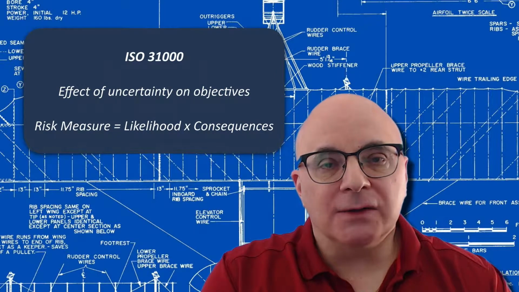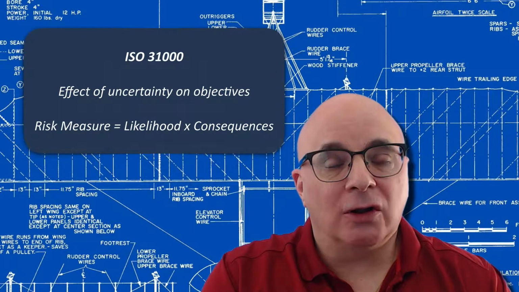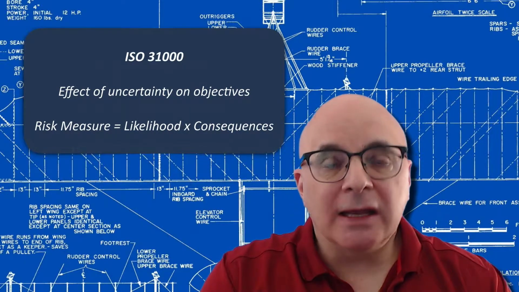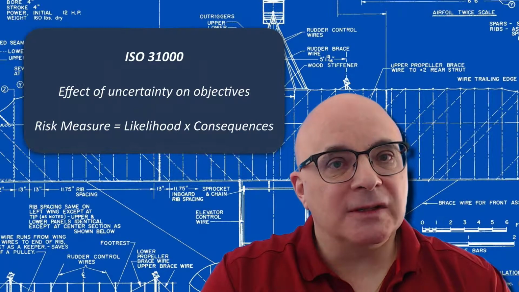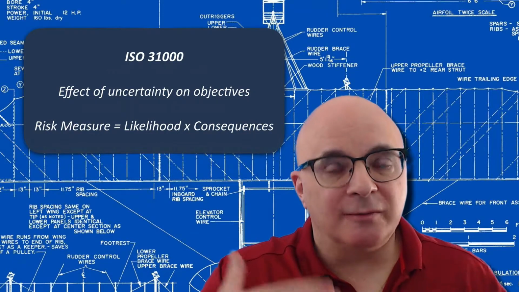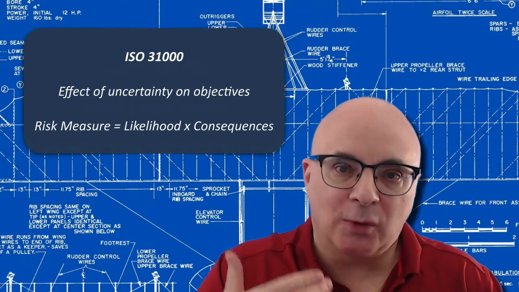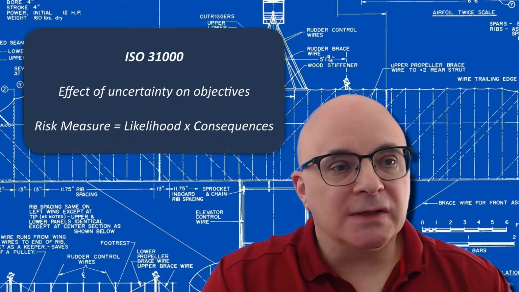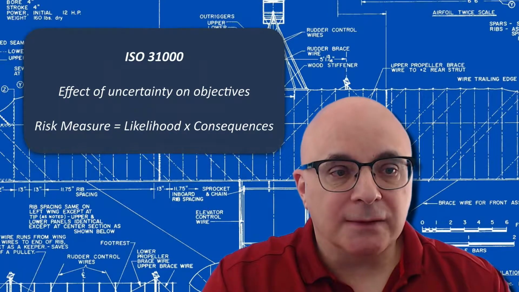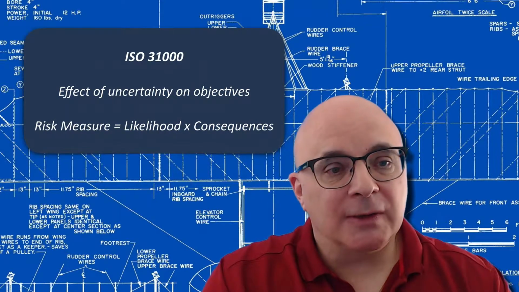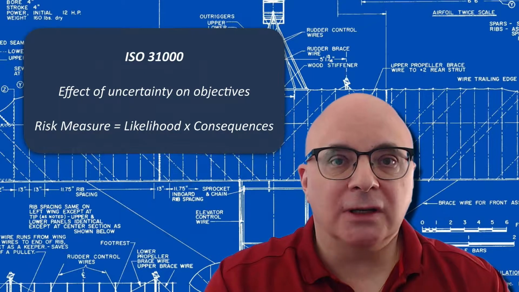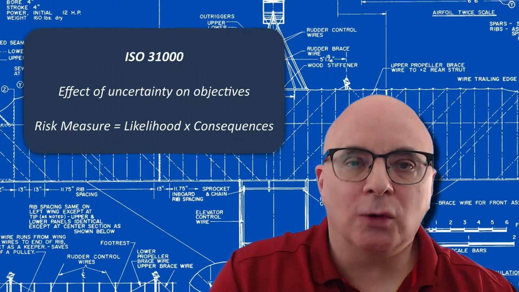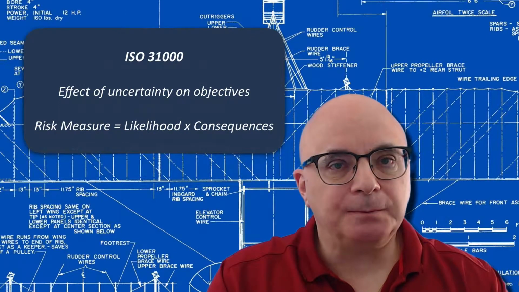ISO 31000, which has become a very common standard used in our climate risk assessment work, is an enterprise risk management standard, and it defines risk in terms of positive and negative outcomes. So it contemplates both positive and negative outcomes of a risk event. And it defines risk as the effect of uncertainty on objectives. And it measures risk typically in terms of likelihood times consequences. Consequences meaning something that could either be good or bad for your organization.